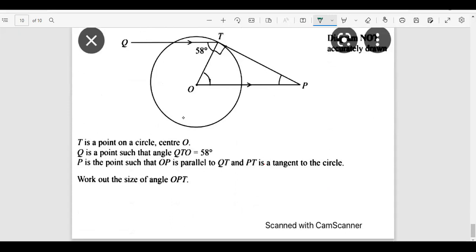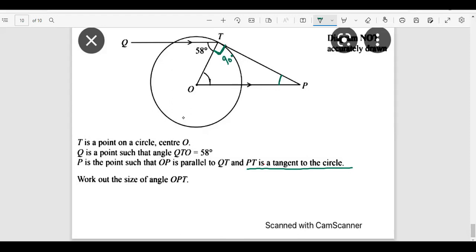Now it says, it's very obvious. D is a point on a circle O. Q is a point such that the angle QTO is 58. Everything is written. Work out the angle OPT. We are interested in this point. Again, Feroz, just look at this. PT is tangent to the circle. If it is tangent, so we know this angle would be 90 degrees.